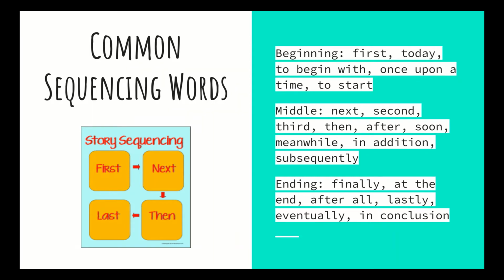Not all stories are going to use these common sequencing words, but most of them will at least incorporate one or two, and that'll help you to take apart the story, separate it into its components, beginning, middle, and end, and figure out what is going on, okay? How can I retell this story? How can I recall key events so that I can answer questions?